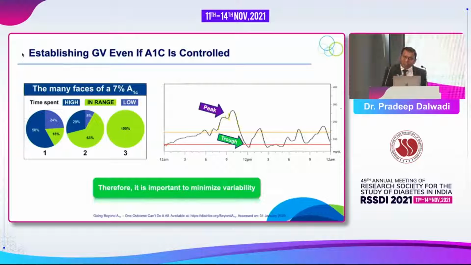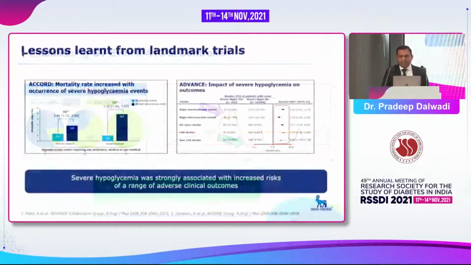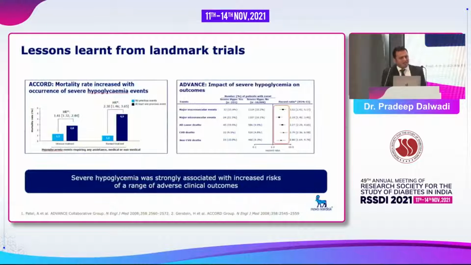We need to identify glycemic variability in a patient with diabetes mellitus. We have learned lessons from landmark trials like ACCORD and ADVANCE. These trials were telling us that hypoglycemia is also one of the major determinants of diabetes management, and hypoglycemia is associated with adverse outcomes. And when persons have higher glycemic variability, they are also at higher risk of hypoglycemia. So it is very important for us to identify which persons have higher glycemic variability.